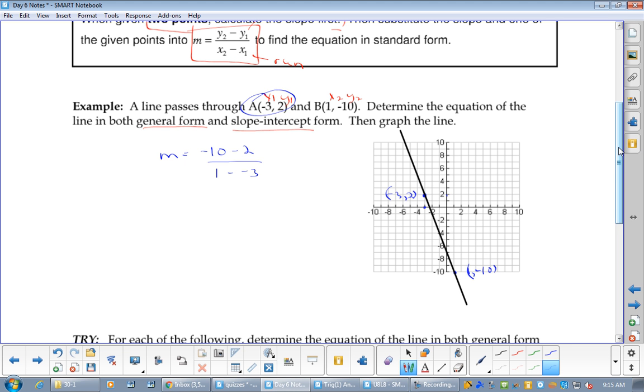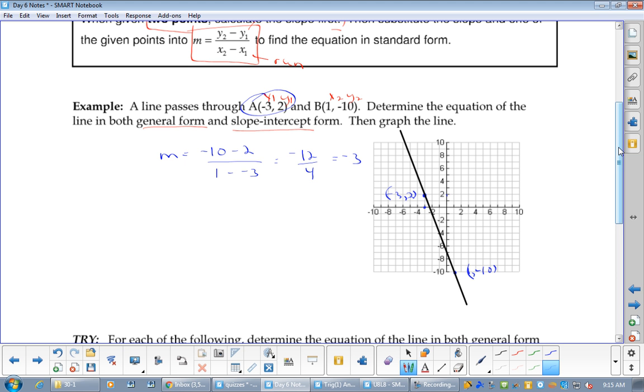So I got negative 10 minus 2, negative 12. Remember, they're on the same team. They're going to combine. I have 1 minus negative 3. That would be the same thing as 1 plus 3, which is 4. Negative 12 divided by 4 is negative 3. Okay. Now, we have a slope.